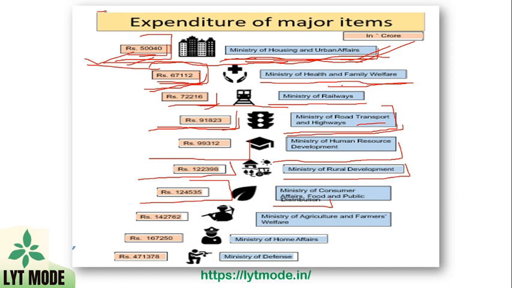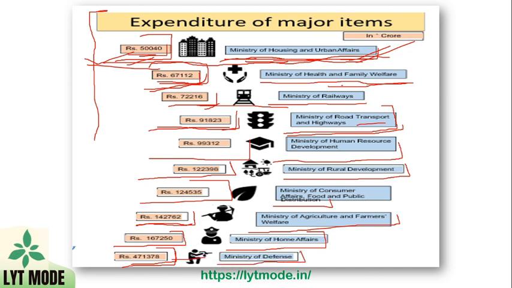I will provide you the complete report in a very clear image in the PDF. This is just for reference so that you can understand. So this is the amount 1,42,762 crore which is allocated to the Ministry of Agriculture and Farmers Welfare. 1,67,250 crore allocated to the Ministry of Home Affairs, and 4,71,378 crore is the amount allocated to the Ministry of Defense.